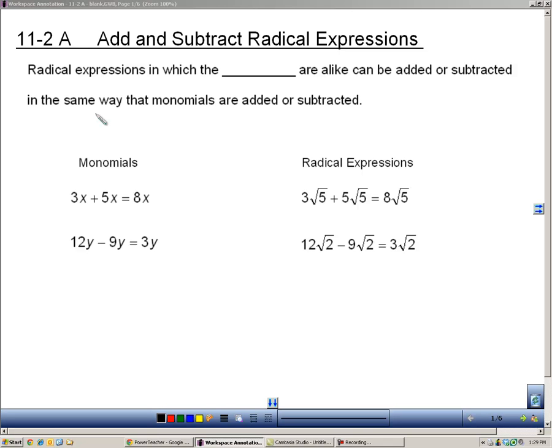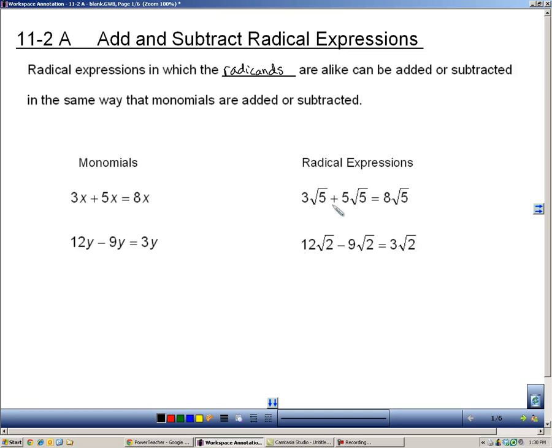Section 11.2a is about adding and subtracting radical expressions. Radical expressions in which the radicands are alike can be added or subtracted in the same way that monomials are added or subtracted. So go back to the early chapters in the book. We learned that 3x plus 5x is 8x. You just collect like terms.